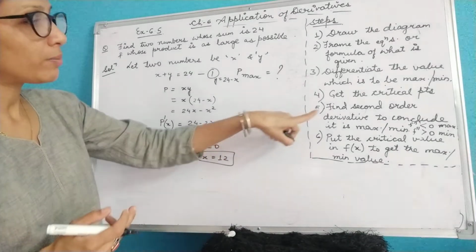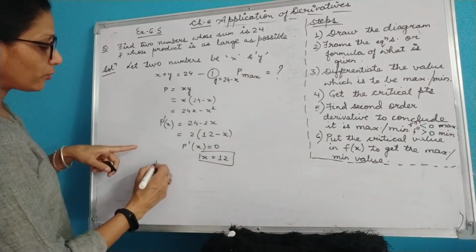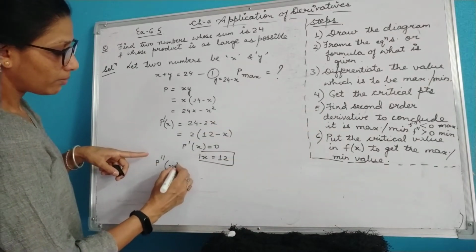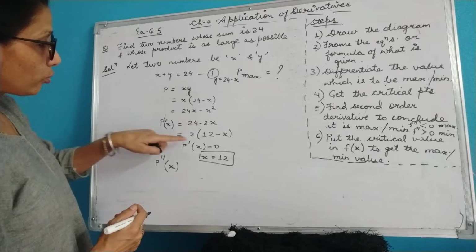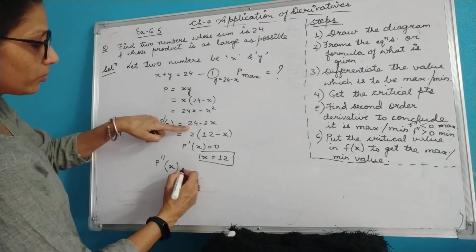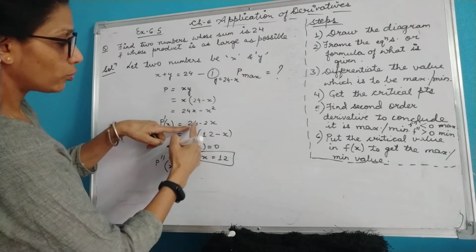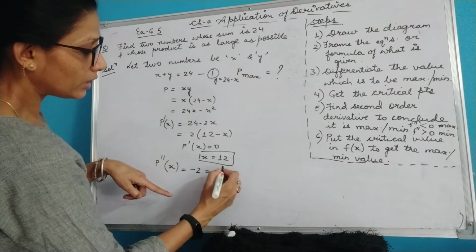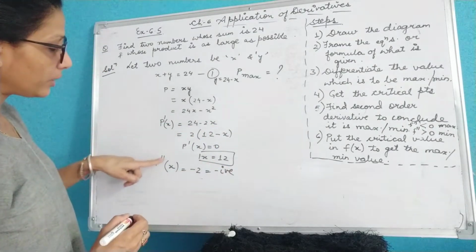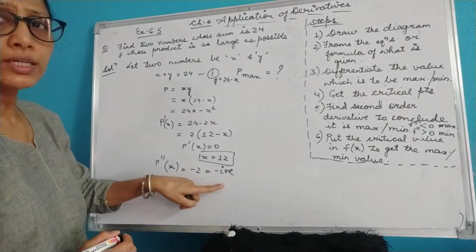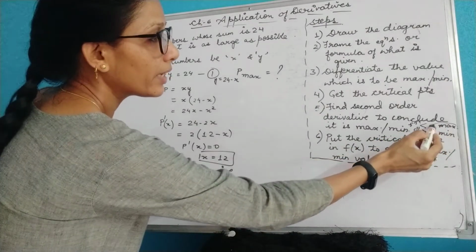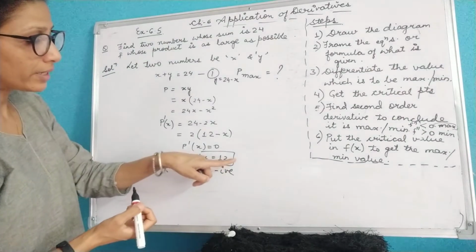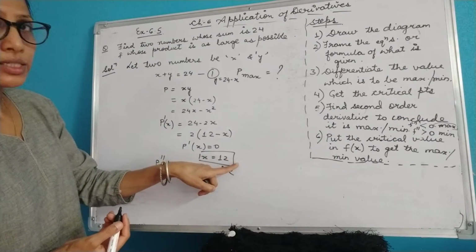I will check it by the second derivative. So for this I will be calculating my second derivative. So this is my first derivative. I will differentiate it again. 24 is 0 and here it will be minus 2. It is coming out to be negative. That means when p double dash x comes out to be negative, you will get a maximum value. That means you will get a maximum value at x equal to 12.